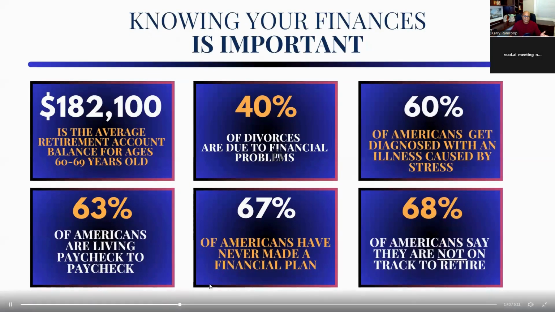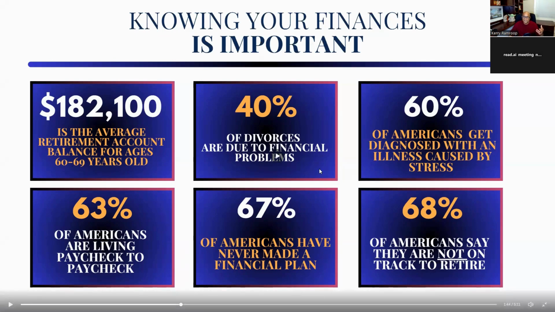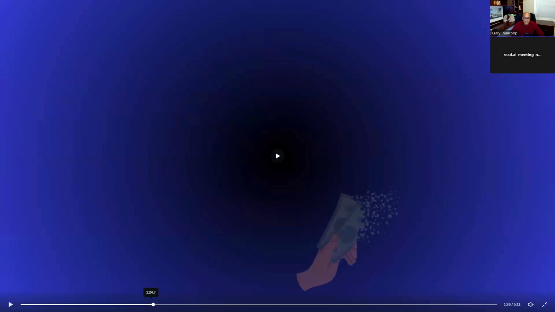When you consider people that don't have retirement together with the people that do, you end up with an average figure of $182,000. This is for people between 60 and 69. And finances, unfortunately, are a reason for some divorce in the US. It accounts for 40%. And as we get older, 60% of Americans get diagnosed with some type of illness. And in US households, 63% are living paycheck to paycheck. That figure may grow based on the environment that we're in today.